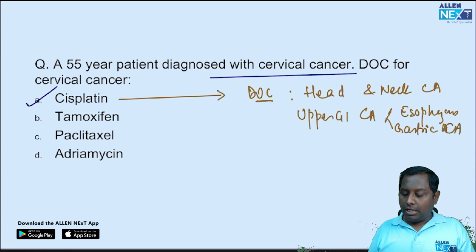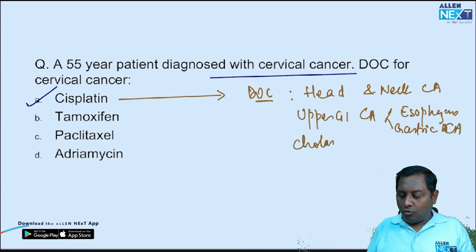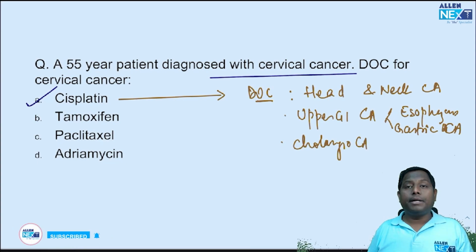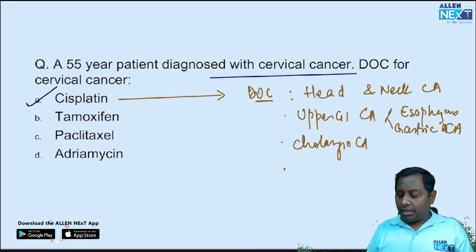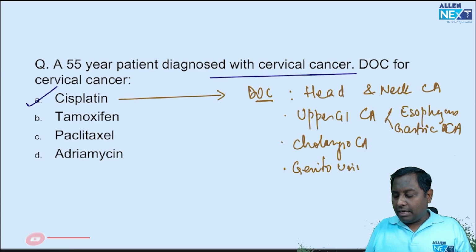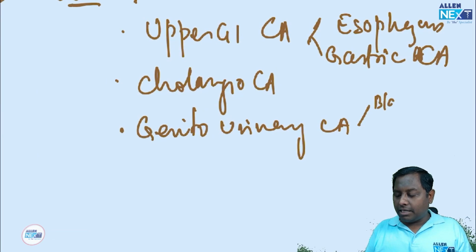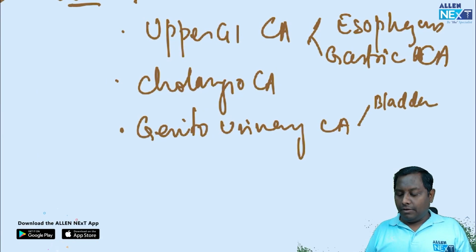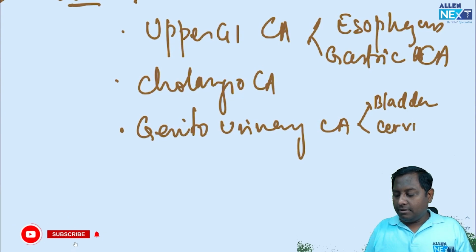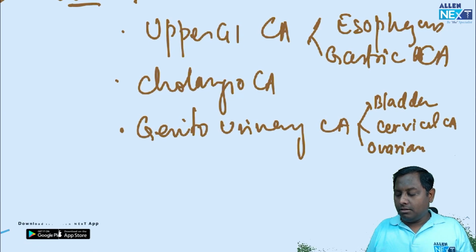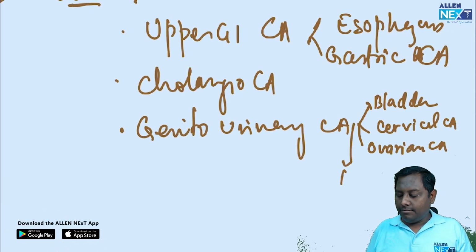It's also the drug of choice in a patient with cholangiocarcinoma. We have discussed this: cholangiocarcinoma, cisplatin. It's also the drug of choice in a patient with genitourinary carcinoma. So what all things will come in genitourinary carcinoma? There will be bladder cancer. There will also be cervical cancer, ovarian cancer, testicular cancer.